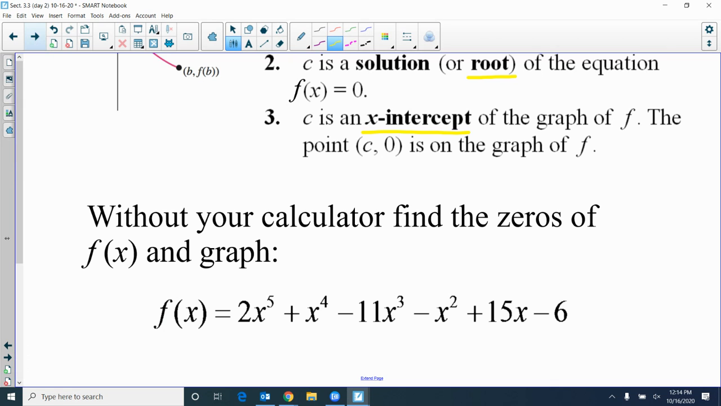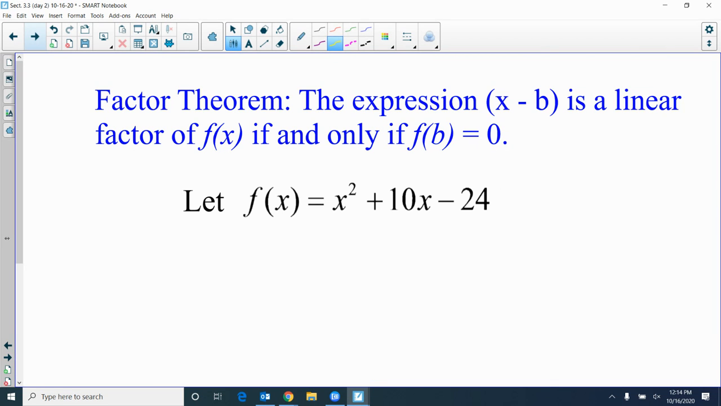All right, now go ahead and flip it over. The second one we talked about is called the factor theorem. The expression x minus b is a linear factor. The reason we say it's linear is because it's not x squared or x cubed. It's just x minus a number: x minus 2, x minus 4, x plus 2, x plus 4. It is a factor if and only if. That's not a typo, that's some math jargon there. It means something.